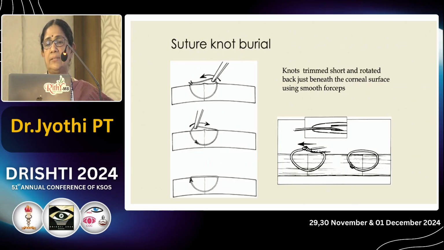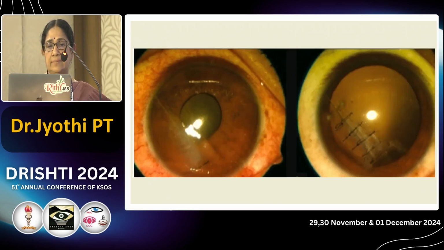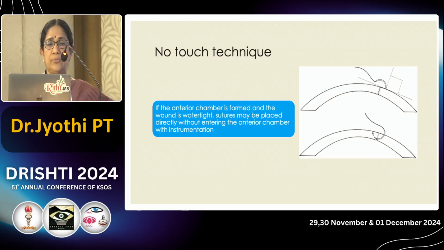And after that, the knot should be trimmed short and rotated back just beneath the corneal surface, and it should be buried under the corneal surface. So ideally, when you suture, it should be like this, with the optimum strength, length, as well as the zone of tissue compression should be ideal. And you can use the no-touch technique.